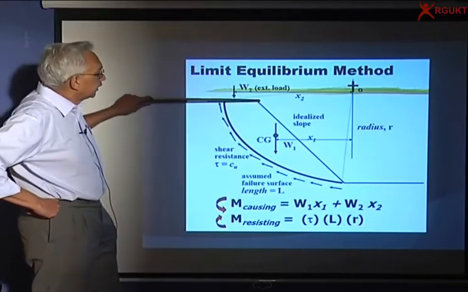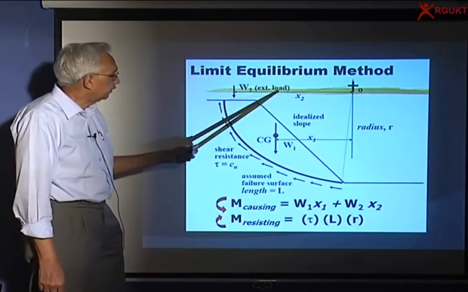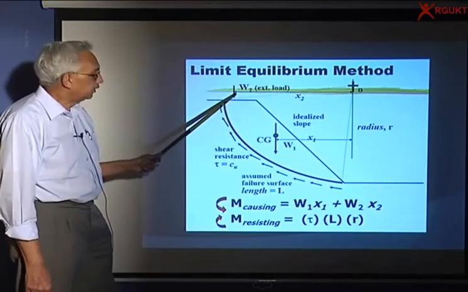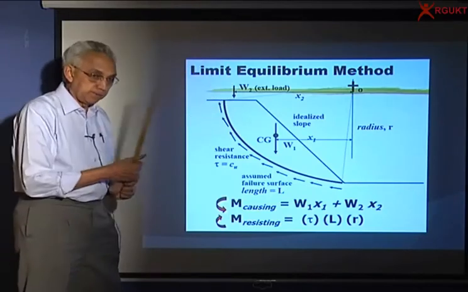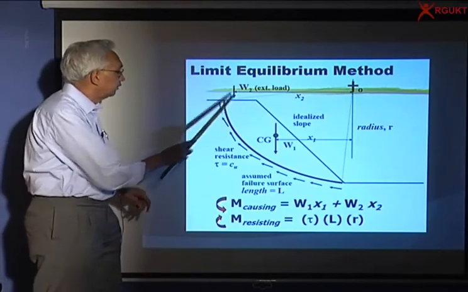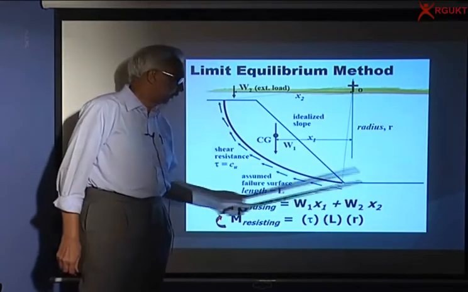You may sometimes consider if there is any additional load on the top, this is called external load, and you can also take that into consideration. And if you know where this is, suppose you have put a tower on top, then the weight of the tower comes into the picture, and you take the moment of that, W into x2.